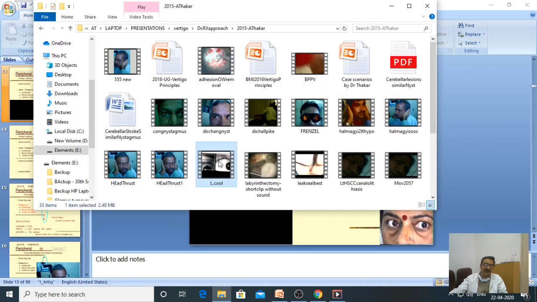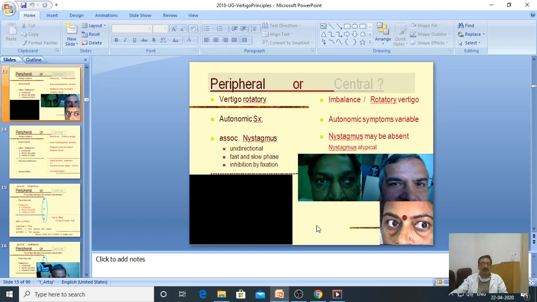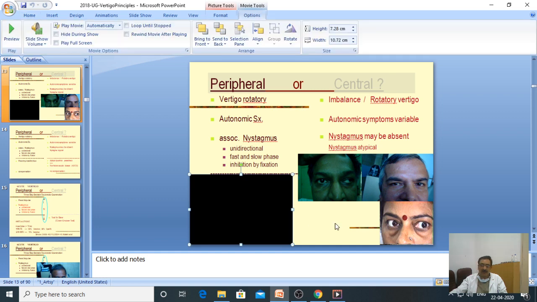So there are many other kinds of nystagmus, but you really don't need to get bothered about them, because all you need to know is the classical peripheral nystagmus, and anything that is not classical peripheral is by corollary not peripheral, and therefore central.